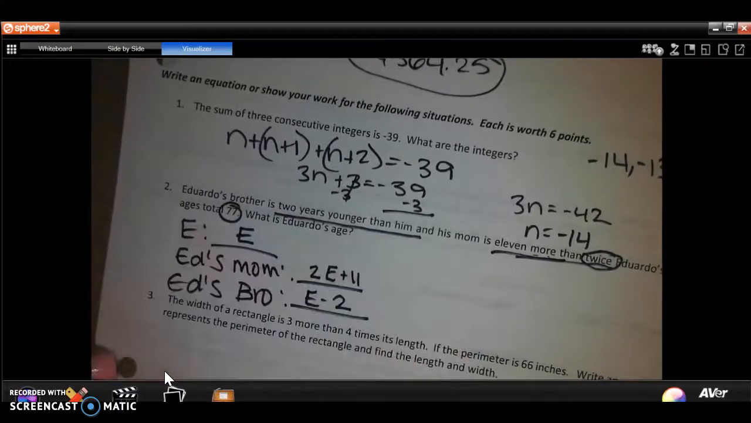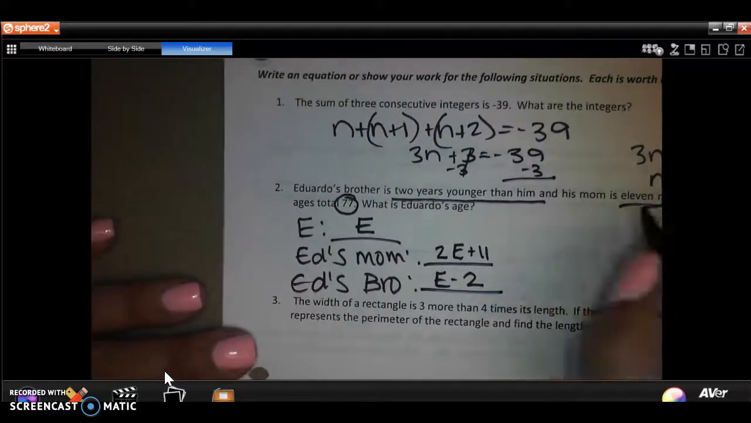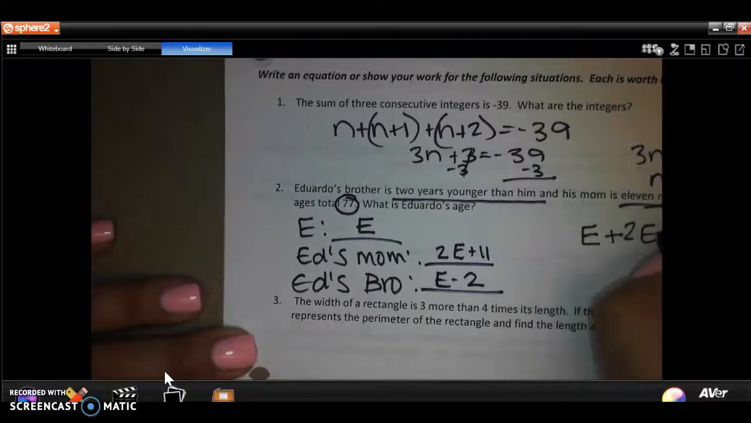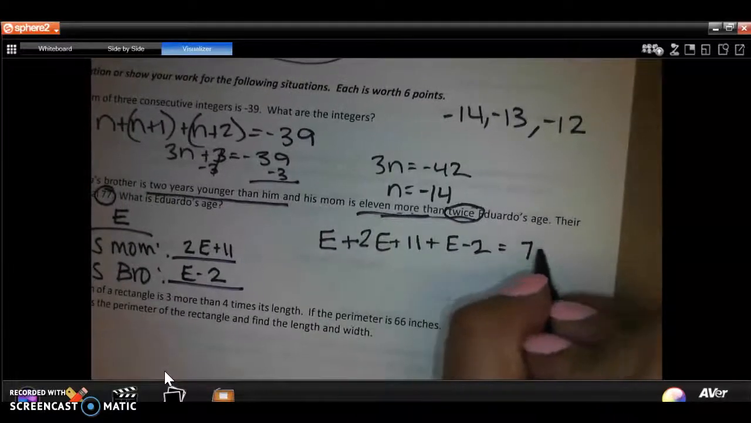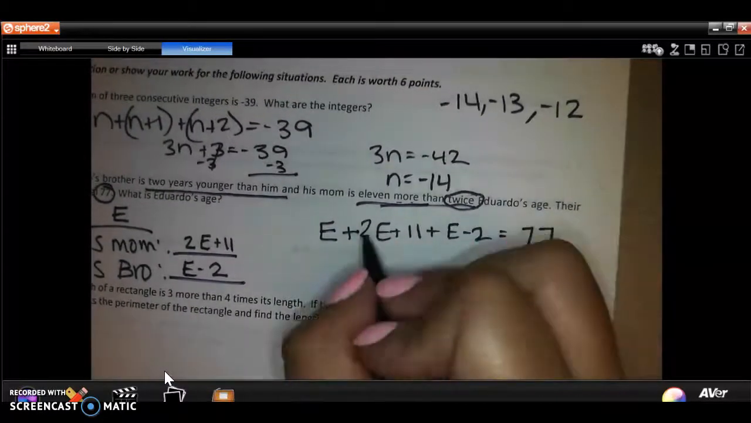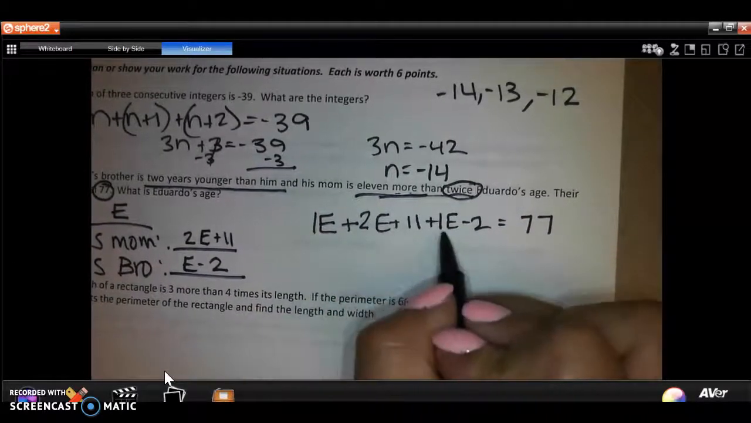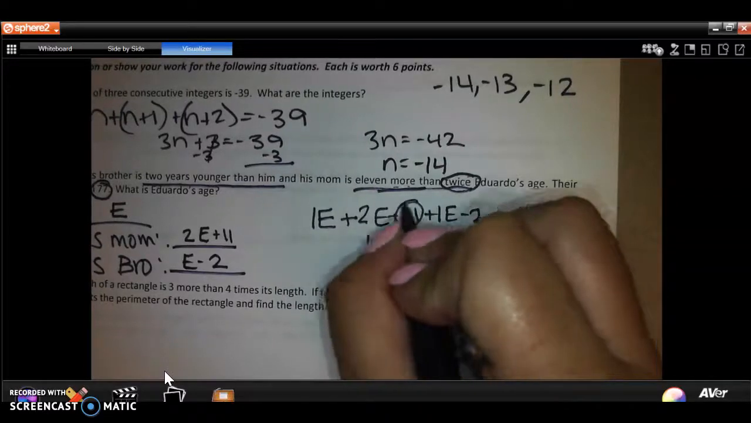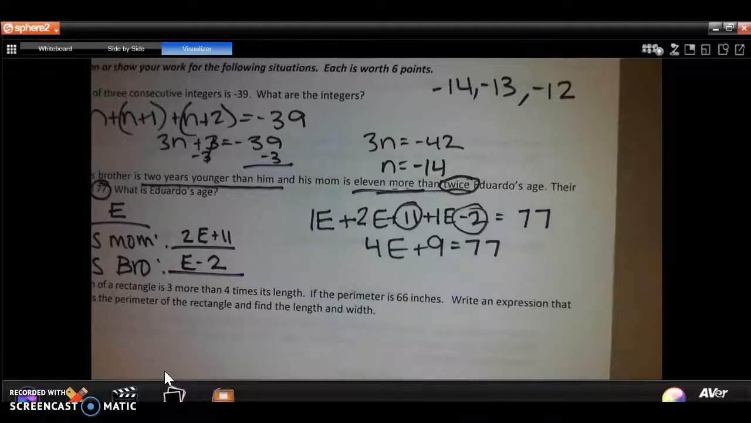Altogether, their ages add up to 77. So when I do that, we're going to have E, Eduardo's age, plus 2E plus 11, plus E minus 2 is equal to 77. Remember, we will be going over this next week in class, but this is for those of you that want to make sure you're on the right track. 2E plus 1E plus 1E gives you 4E. Combine my 11 and negative 2, you have plus 9 is equal to 77.